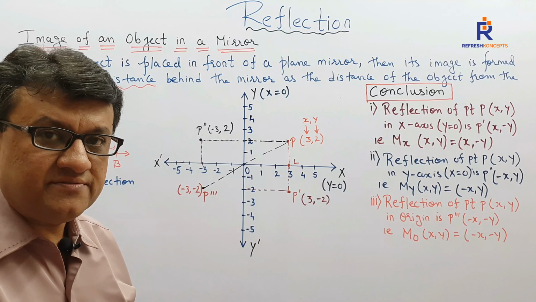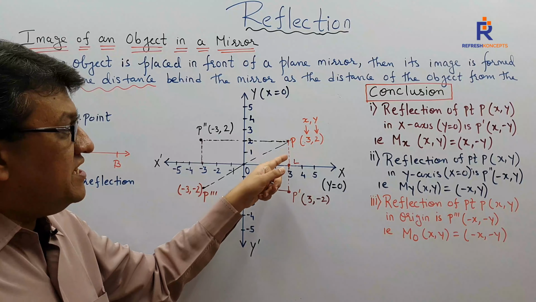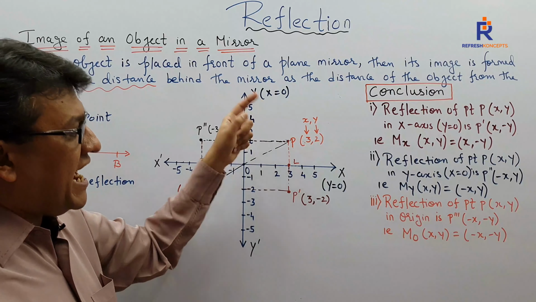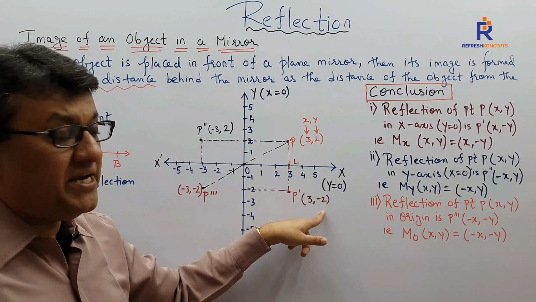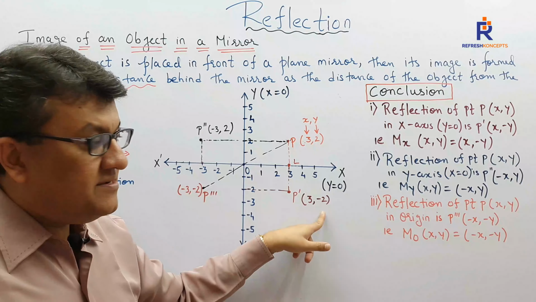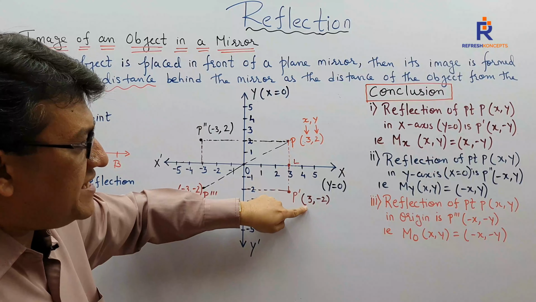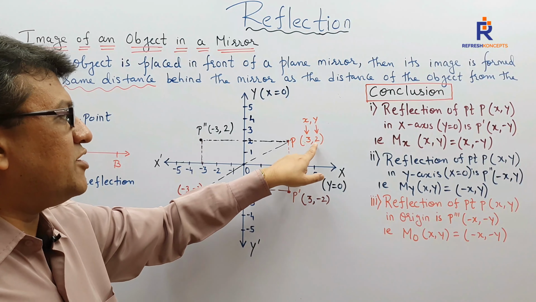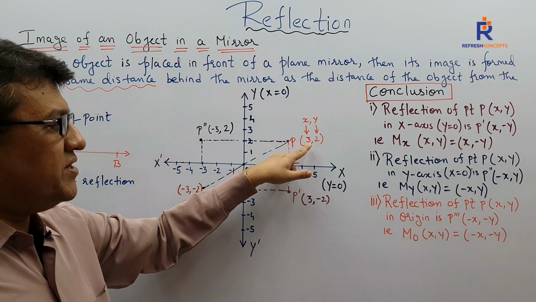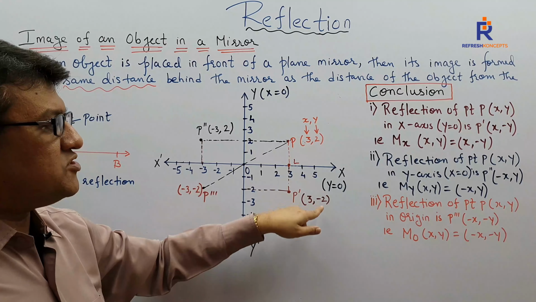But what is our conclusion? When I took reflection of point P along x-axis, I got point P dash whose coordinate is 3, minus 2. What did we learn? The x coordinate remains the same, but the y coordinate changes. 3, 3, but 2 turns to be minus 2. So this is my x, which is the same, but my y is no longer y, it has turned to be minus y.